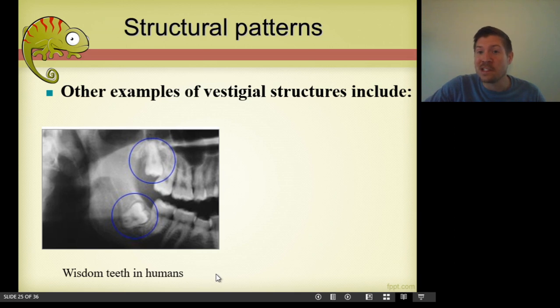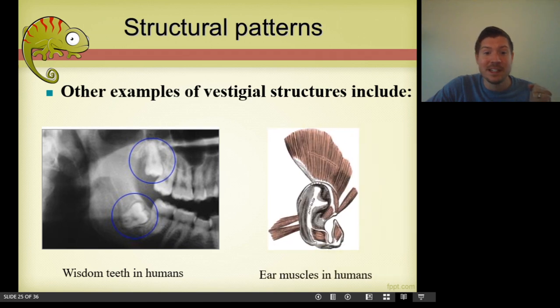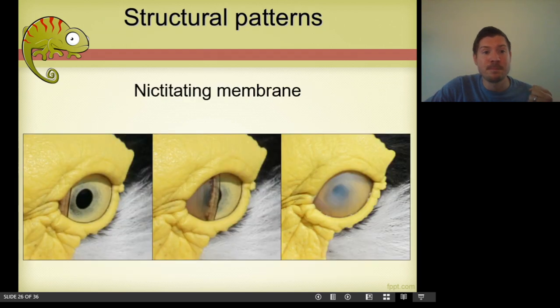More examples, wisdom teeth, which used to fit more easily in our bigger jaws, but humans got smaller jaws over time, and now wisdom teeth often don't fit. And ear muscles in humans. Most humans can't move their ears purposefully under control. Some people can, and that's because we evolved from an ancestor that could move their ears. Many mammals can move their ears, but those muscles have become basically useless in most humans.